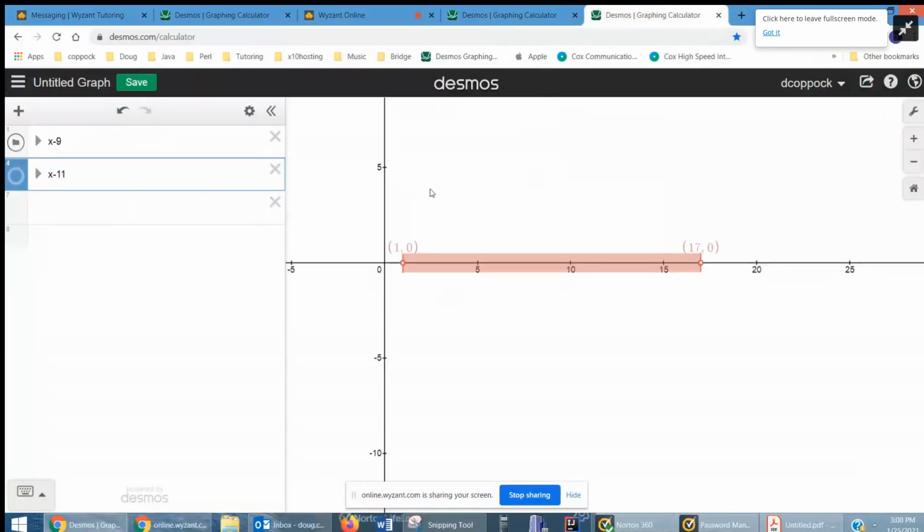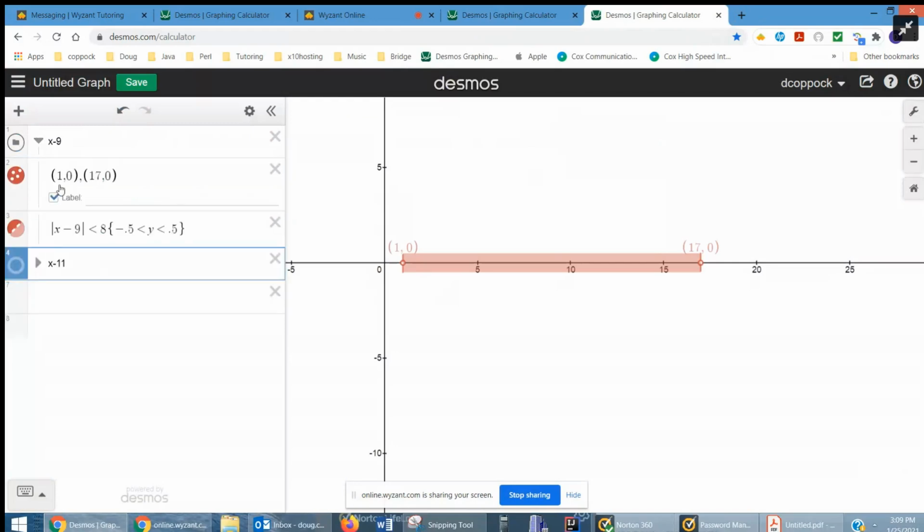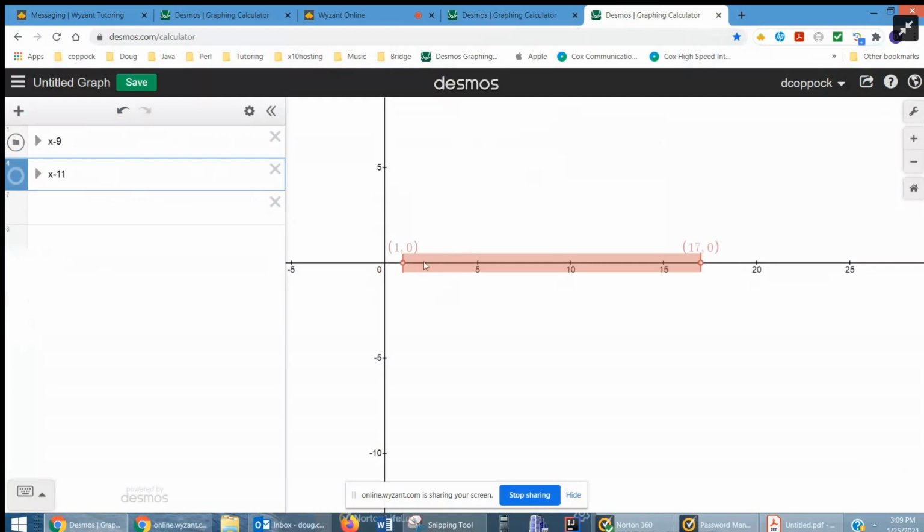Here is sort of simulating on a number line the solution set to the absolute value of x minus 9 is less than 8. These are numbers. Any number between 1 and 17 will have, if I put it in for this x, an absolute value less than 8. For example, if I put in 5, 5 minus 9 is negative 4. The absolute value of negative 4 is 4.